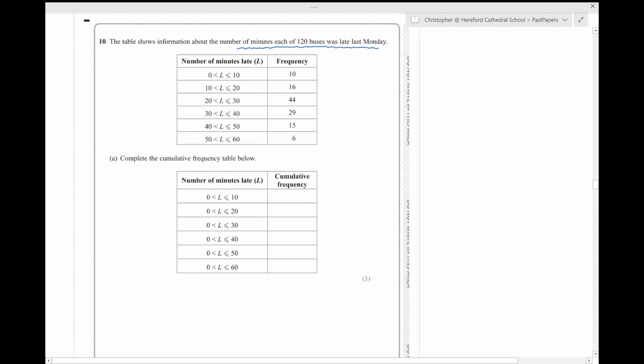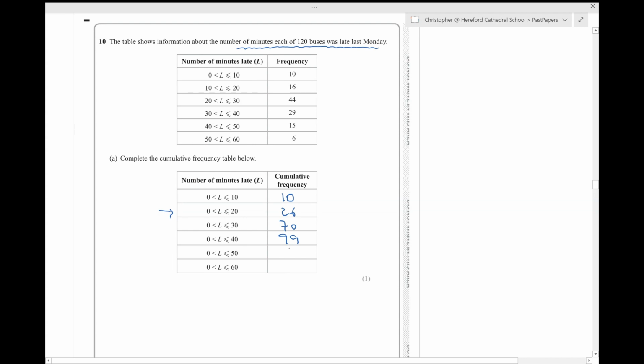So I've got 10 between 0 and 10. And now if I'm interested in between 0 and 20, it's going to be those 10 plus the next 16. So that gives me 26. Then plus the next 44 gives me 70. Then plus the next 29, well, that takes me up to 99 buses. So 99 buses were 40 minutes late or less than 40 minutes late.